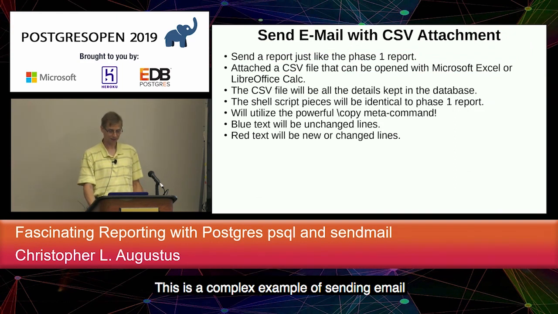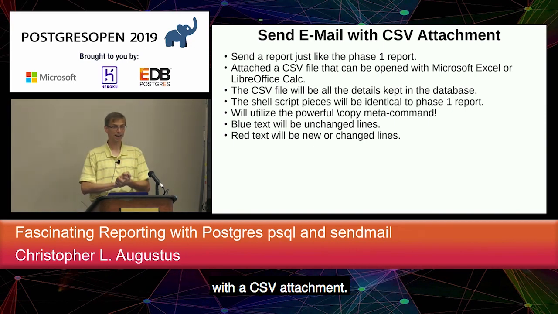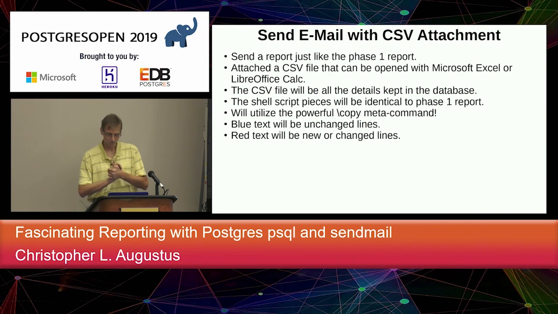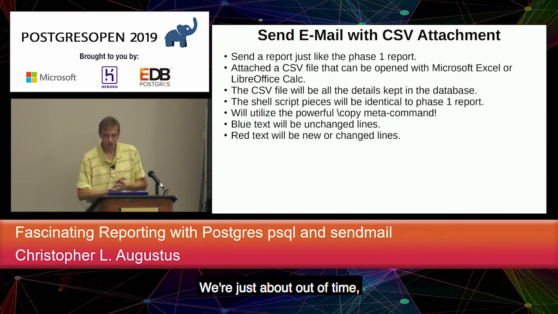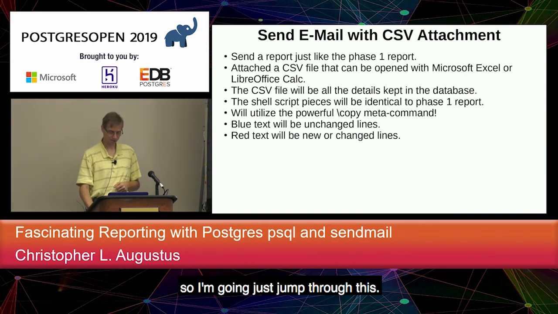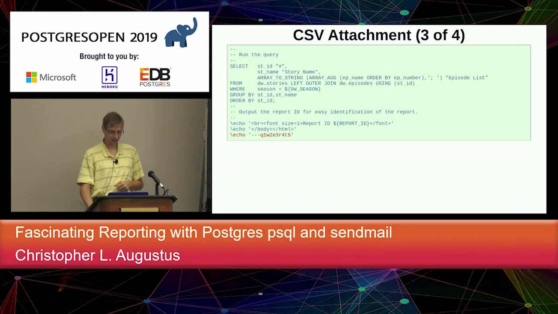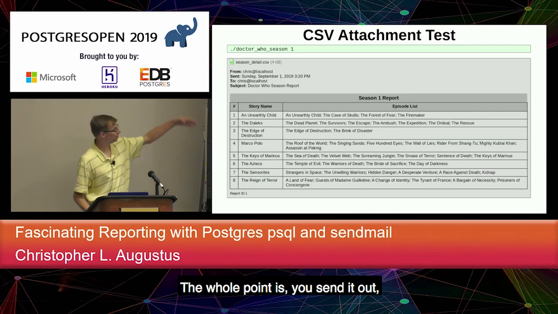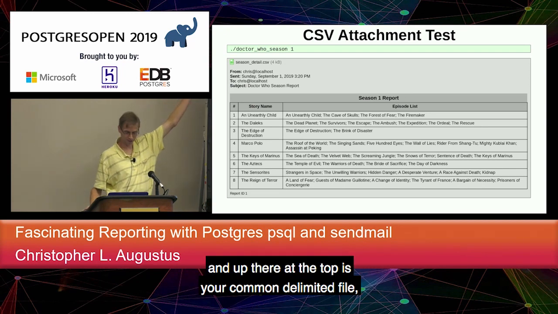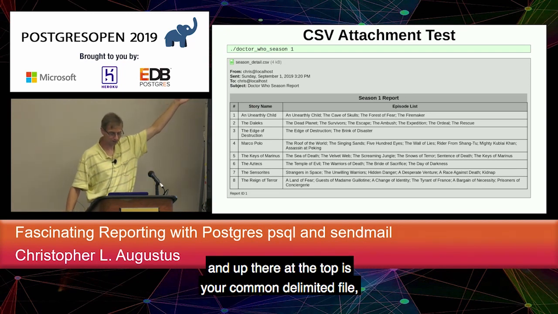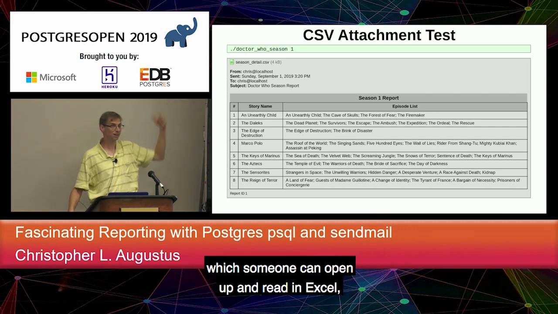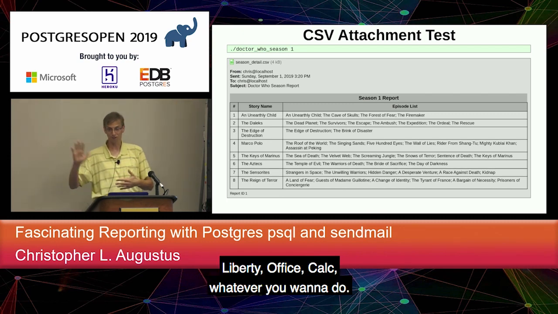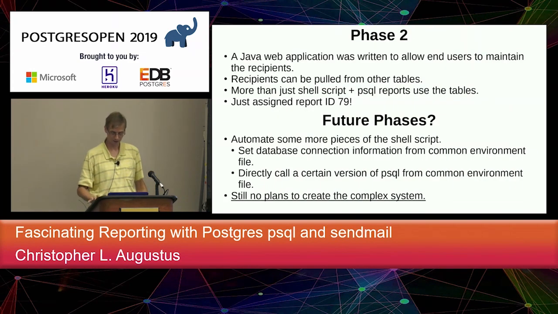Okay, this is a complex example of sending email with a CSV attachment, and we're just about out of time, so I'm going to just jump through this. It works almost exactly like the sendmail one did, but the whole point is you send it out, and up there at the top is your comma delimited file, which someone can open up and read in Excel, LibreOffice Calc, wherever you want.